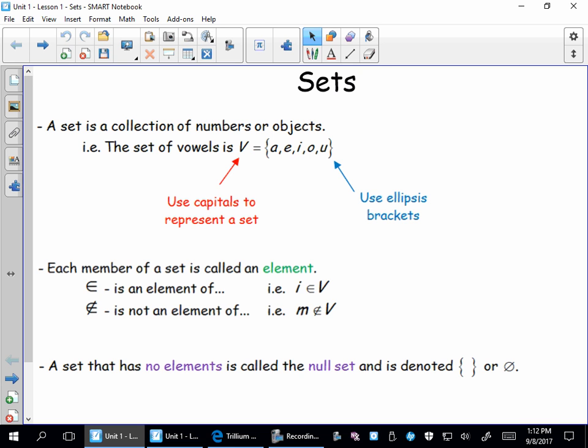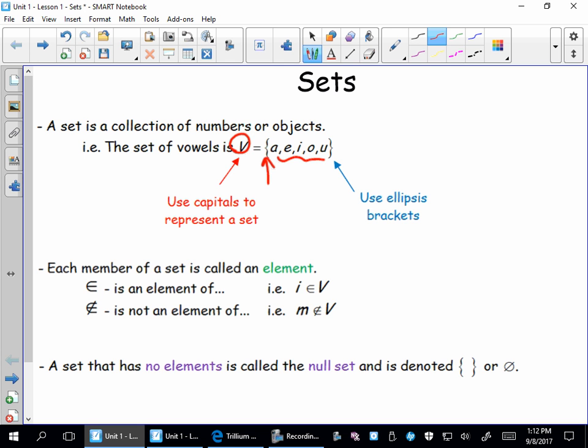So as I was saying, a set is a collection of numbers or objects. For example, the set of vowels, we use the capital V for vowels. And in curly brackets, these fancy brackets here, all the vowels are A, E, I, O, and U. Some people might say, why is the letter Y not in there? I've defined the vowels as just these 5 things.